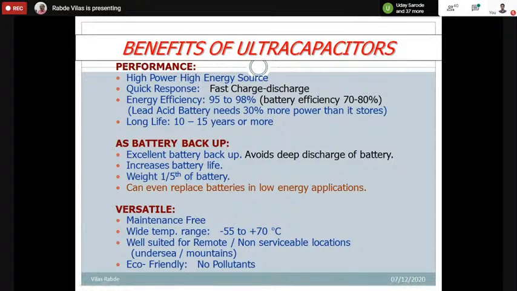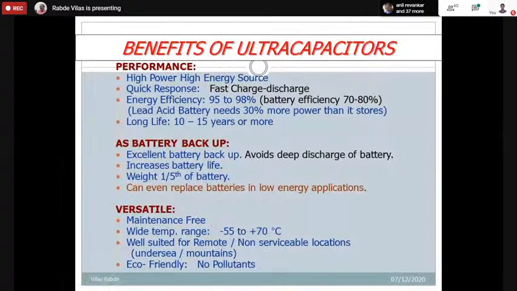the battery. Can even replace batteries in low energy applications, especially kickstart two-wheeler. If you see, you need not have the 2.5 ampere hour battery there. You can replace with capacitors because you don't need any cranking there. Cranking you do by kicking the vehicle.